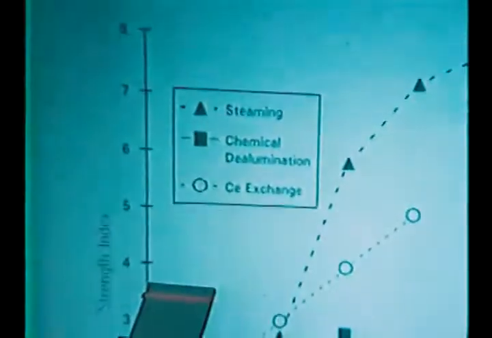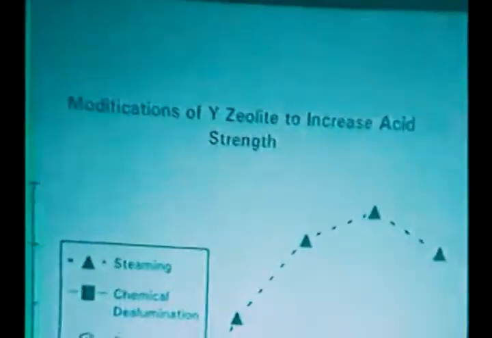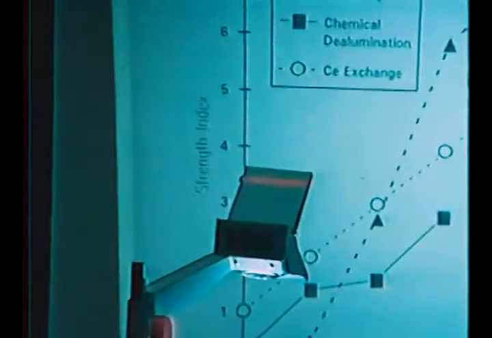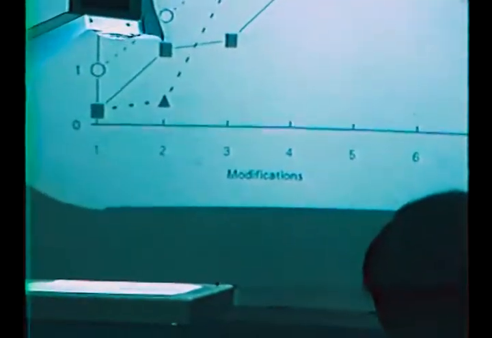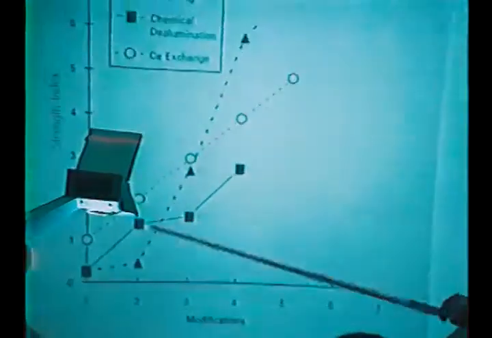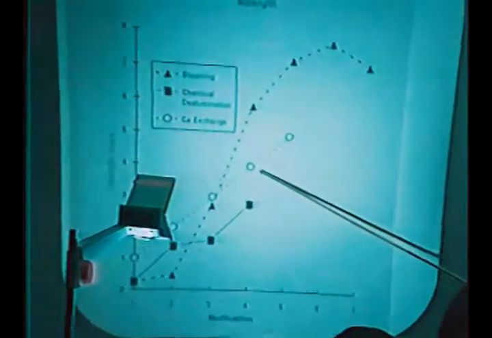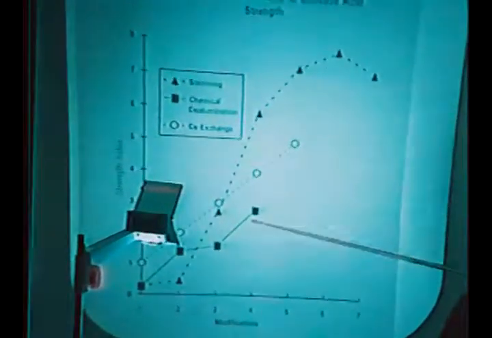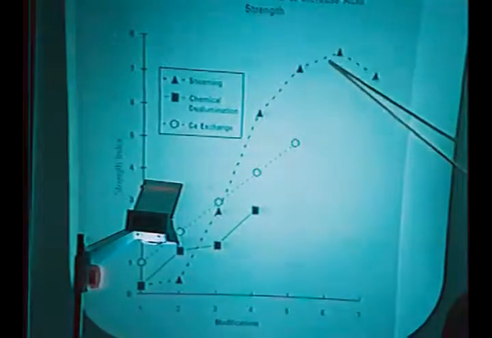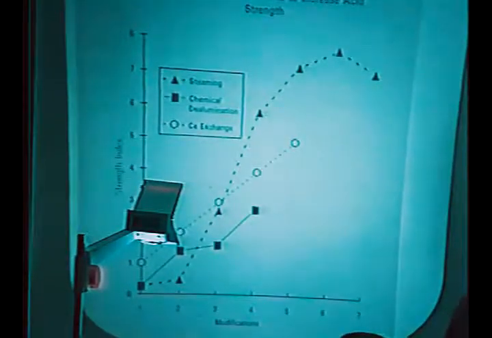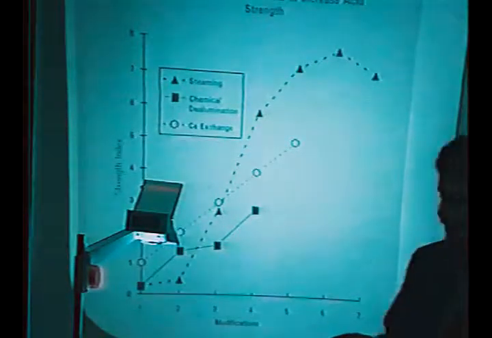And we also used our strength index to see how we can distinguish between various types of modifications on zeolite. We added to the previous series a series of cerium Y, and the cerium Y series lie right in between the chemically dealuminated samples and steamed samples. And from these data, you can conclude that, as far as we have found out, the best way to achieve the highest strength in a Y-type zeolite is to steam it rather than doing anything else.